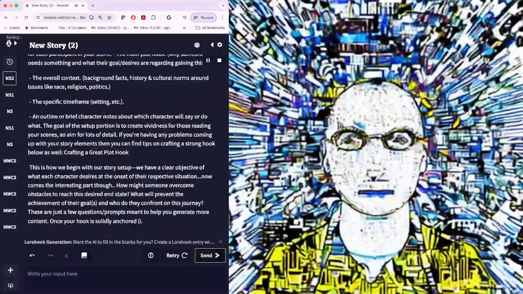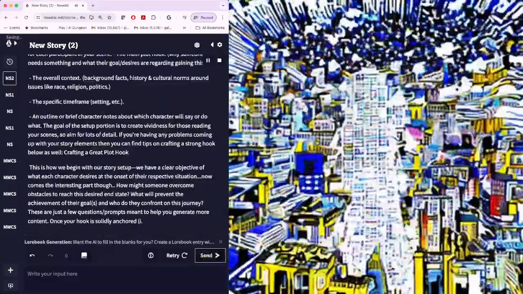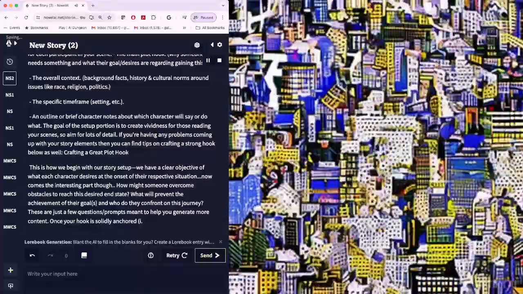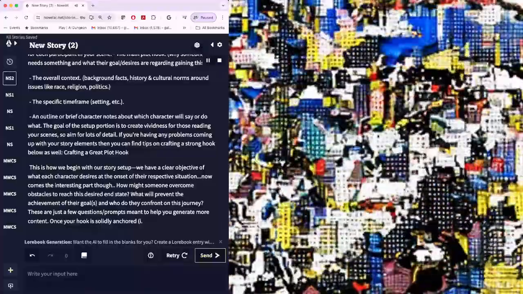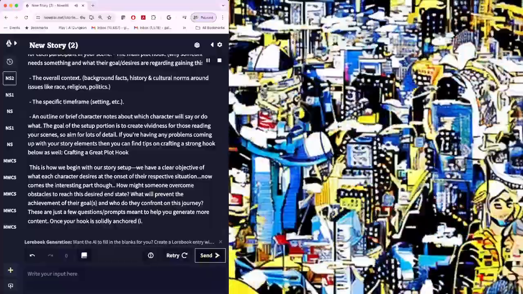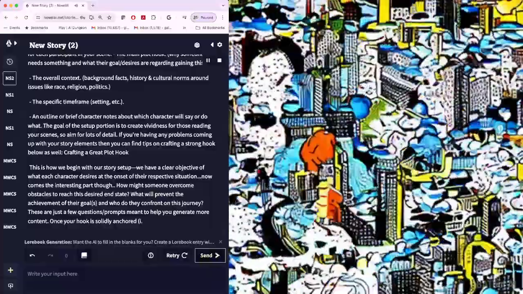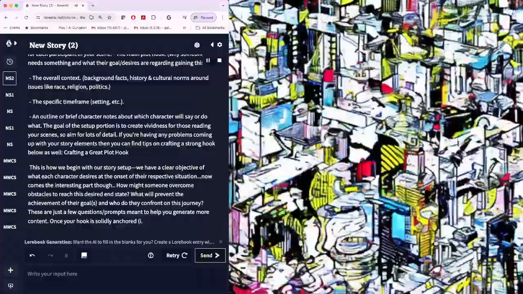A great plot hook. This is how we begin with our story setup. We have a clear objective of what each character desires at the onset of their respective situation. Now comes the interesting part though. How might someone overcome obstacles to reach this desired end state? What will prevent the achievement of their goal and who do they confront on this journey?